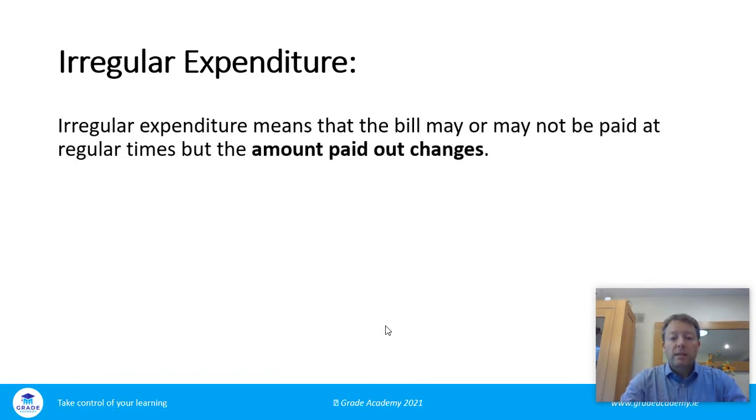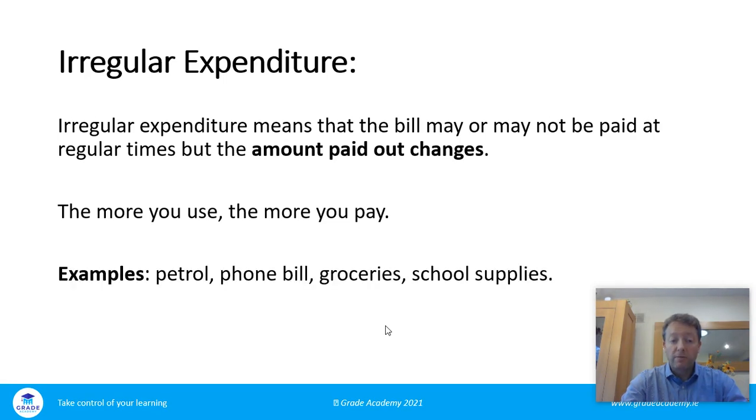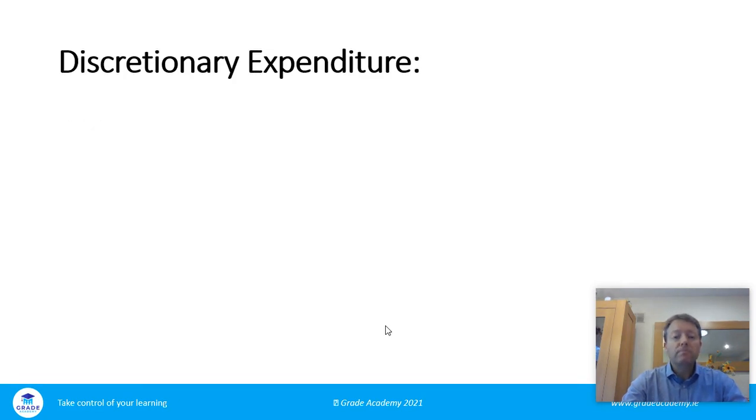Irregular expenditure means that the bill may or may not be paid at regular times, but the amount paid out changes. The more you use, the more you pay. For example, petrol. The more you drive your car, the more petrol it needs. The more you use your phone, the higher the phone bill. The more food and groceries you buy, the higher the grocery bills. The more you buy for school, the higher the bill.